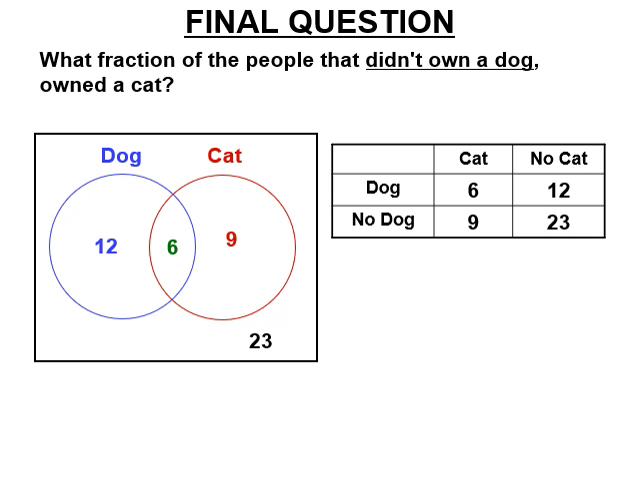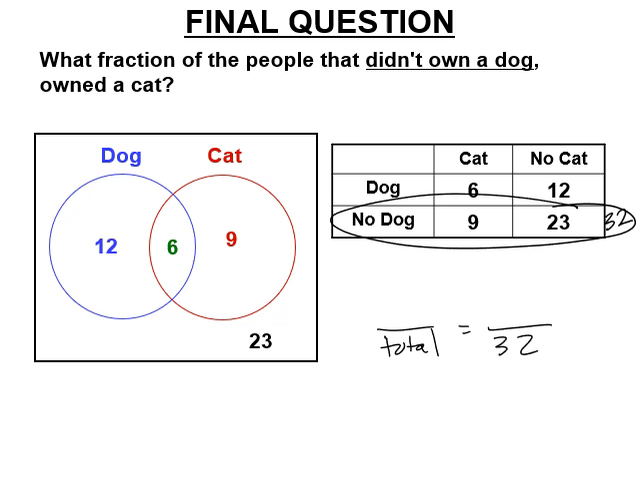What fraction of the people that didn't own a dog owned a cat? So we've never done this before. So here are the people who didn't own a dog in the study. 9 plus 23, right, is what, 32? And so of the total amount of non-dog owners, we want to know how many owned a cat. So there's the amount of cat owners in the non-dog owners. And 9/32 is already simplified. And so that's the answer, 9/32.